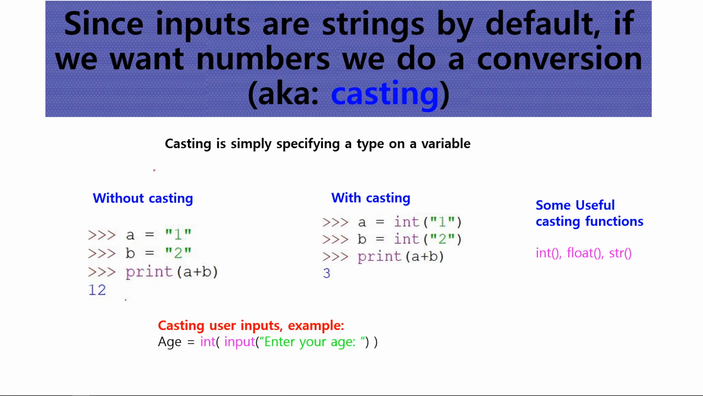Now, since we saw that all the inputs are strings by default, what if you wanted to take an integer or a float as an input? So in that case, you would need what is known as casting.